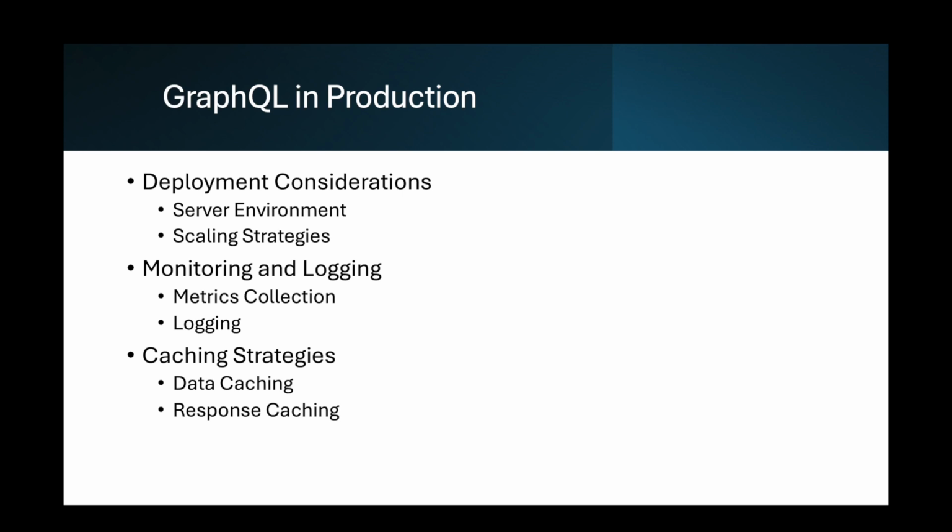What are the caching strategies? So, first strategy is data caching, where you use caching strategies to cache frequently accessed data and reduce the load on your database, improving response times and scalability. Next is response caching, where you implement response caching at the API gateway or CDN level to cache GraphQL query responses and reduce latency for subsequent requests.